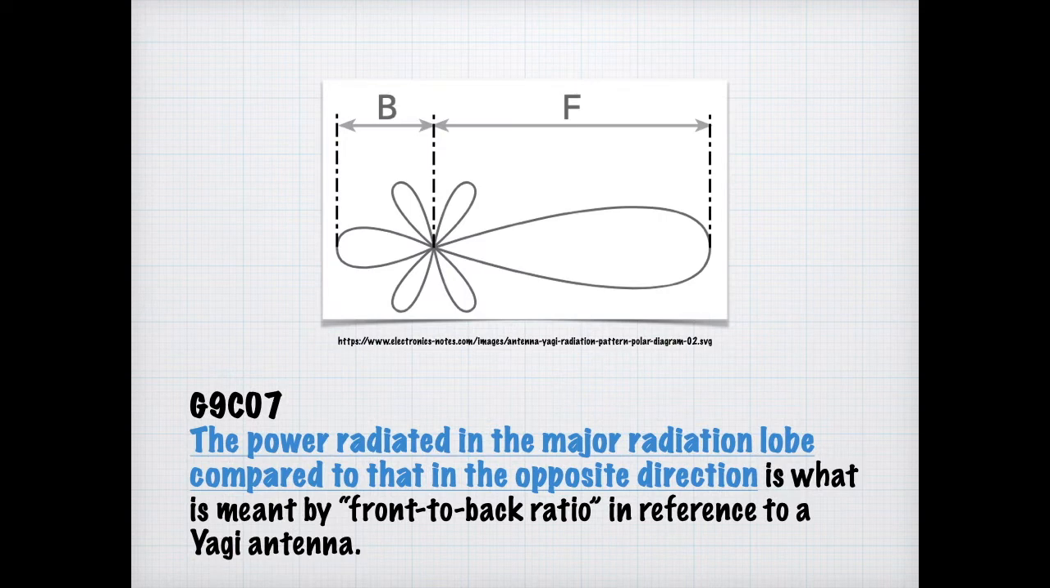A front-to-back ratio is nothing more than showing how much power is being radiated forward rather than backwards or behind the antenna. For the exam, you need to know that the power radiated in the major radiation lobe compared to that in the opposite direction is what is meant by front-to-back ratio in reference to a Yagi antenna.